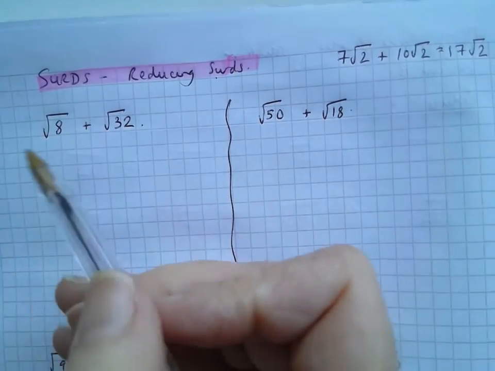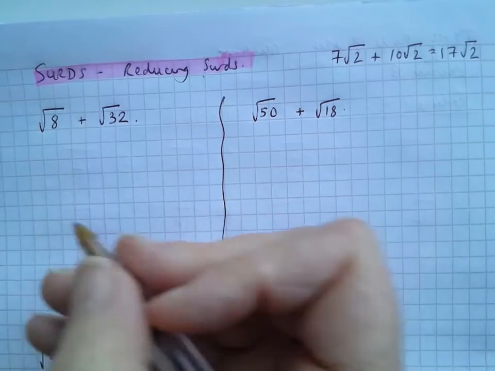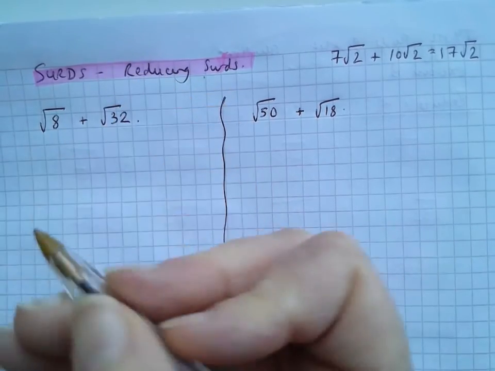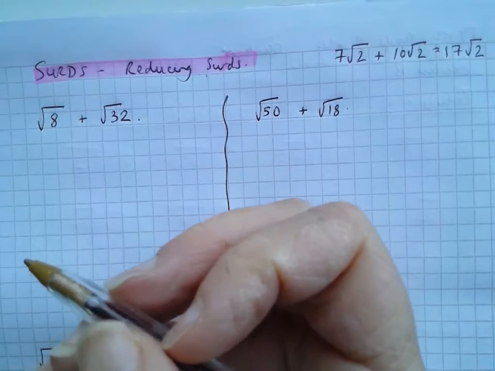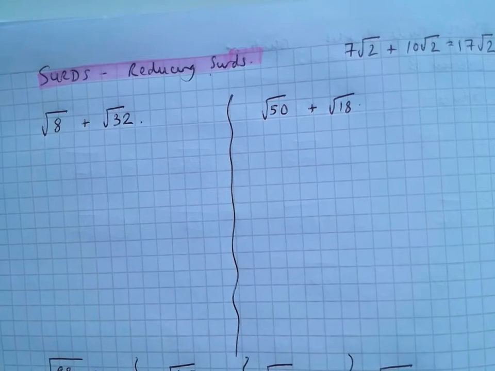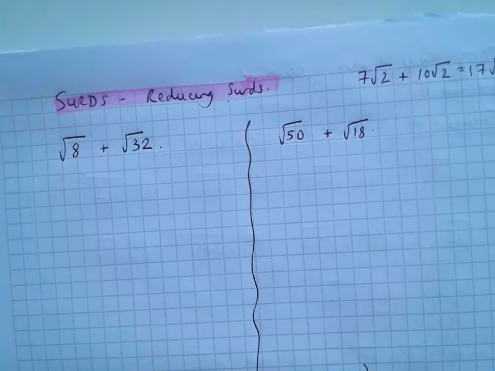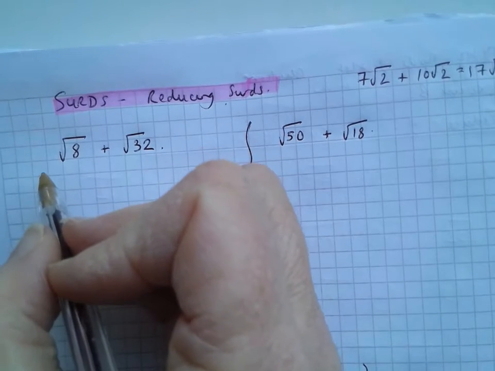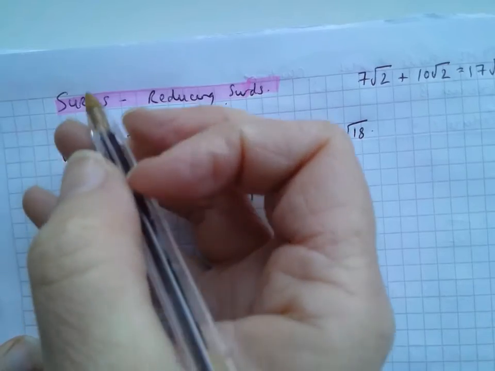Sometimes we need to do that, but we don't have them in that form of the same surd. So what we have to do is to learn how to reduce surds, in other words, how to make them into the same form so that we can add them together. In this case, what we have is root 8 plus root 32. So what I want to look at here is how would I change those surds so that I can add them together.